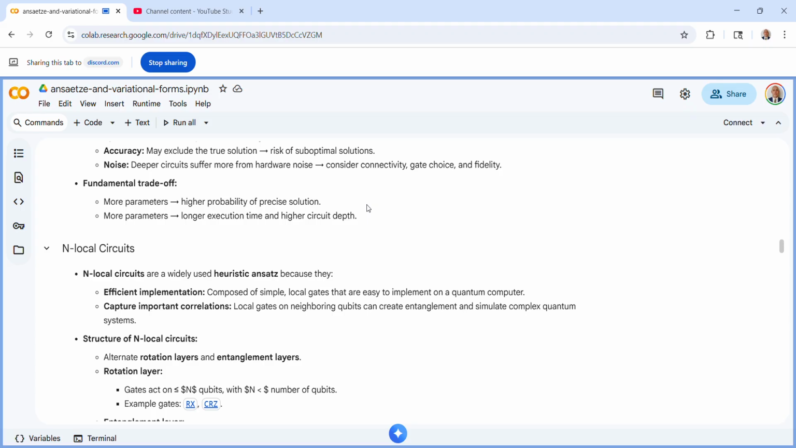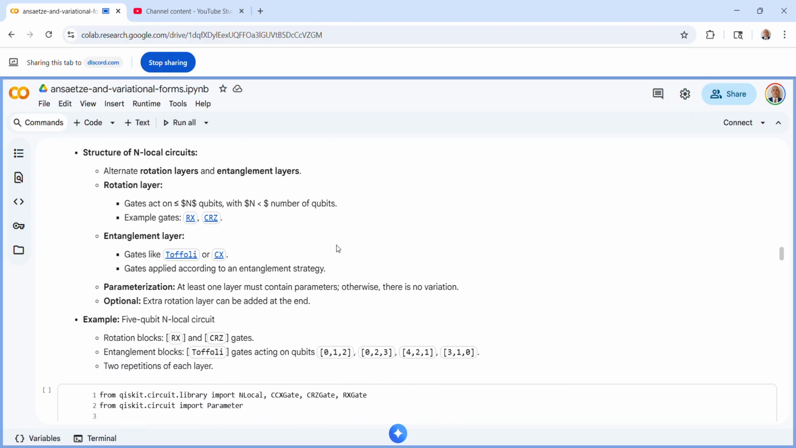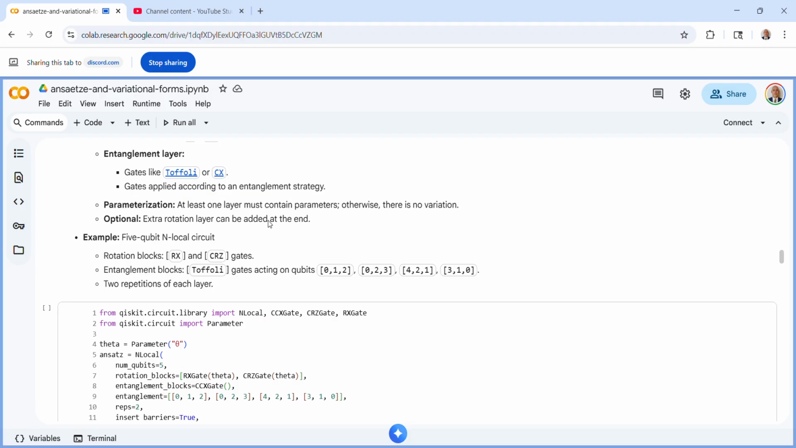So an n-local circuit is one of these kinds of ansatz that we define, where n could be 2, could be 3 or higher. It's very efficient because it uses very simple and local gates, and it just captures correlations between neighboring qubits. So you're going to alternate rotation layers and entanglement layers. Each rotation layer is going to act on n qubits, and it's going to be like an X rotation or a Z rotation. And then you're going to use an entanglement layer, where if it's 2-local, it would just be CX, where we're just entangling 2 adjacent qubits. Or we could have 3-local, which uses a Toffoli gate, which isn't something that we've covered a lot yet, but you can provide entanglement between more than 2 qubits.